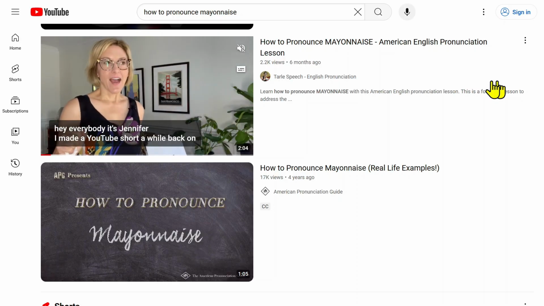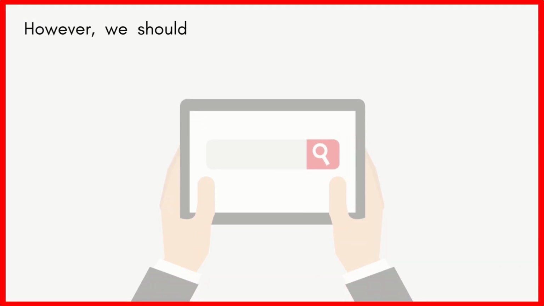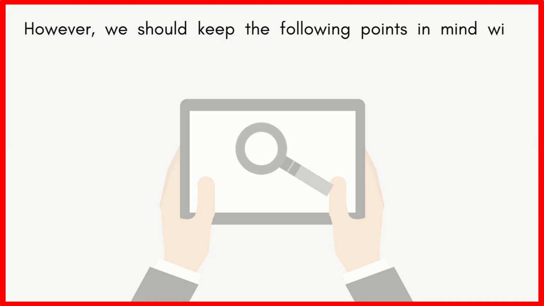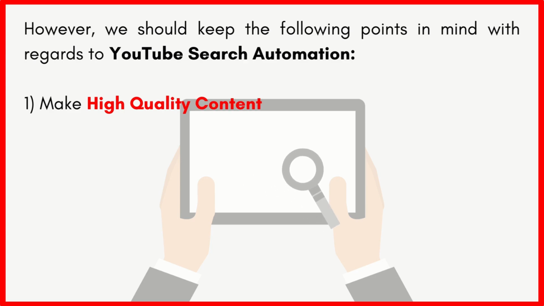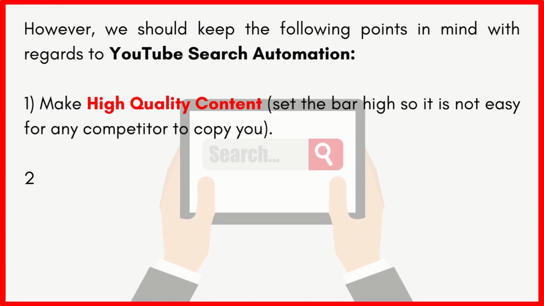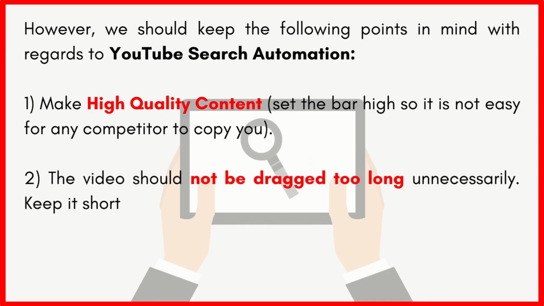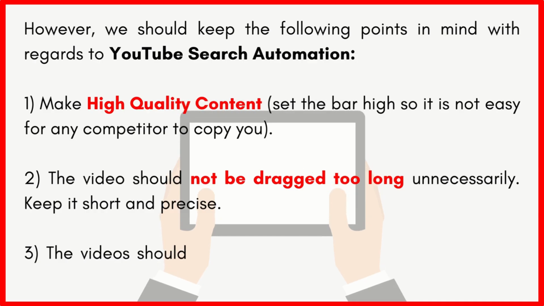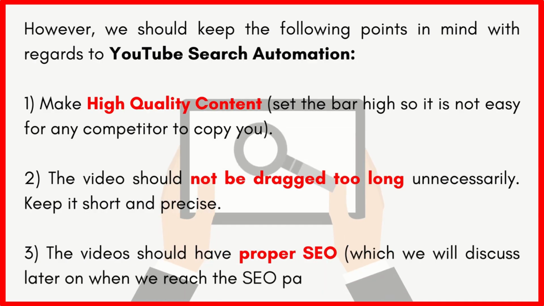Therefore, there is no limitation to the number of content ideas that can be generated for such channels. These videos are relatively easier to rank as they are related to solving active issues that people are searching on YouTube. However, we should keep the following points in mind with regards to YouTube search automation. 1. Make high-quality content. Set the bar high so it is not easy for any competitor to copy you. 2. The videos should not be dragged too long unnecessarily. Keep it short and precise. 3. The videos should have proper SEO, which we will discuss later on when we reach the SEO part of this course.